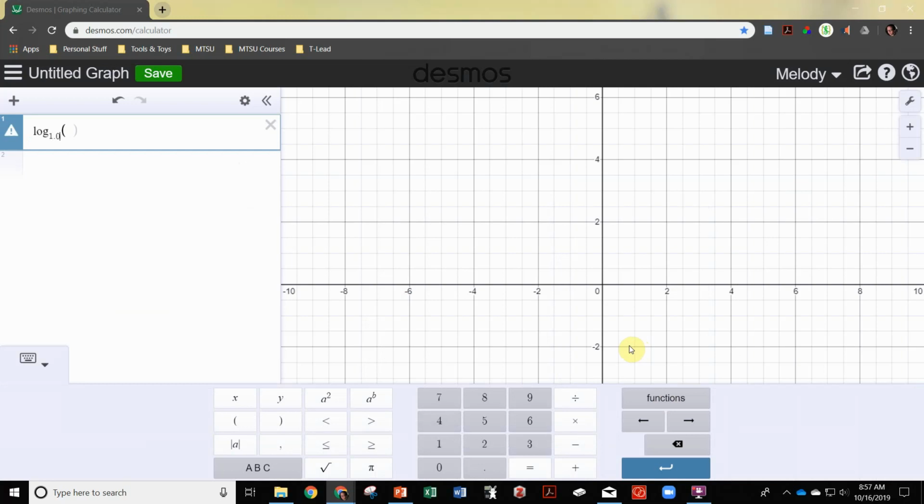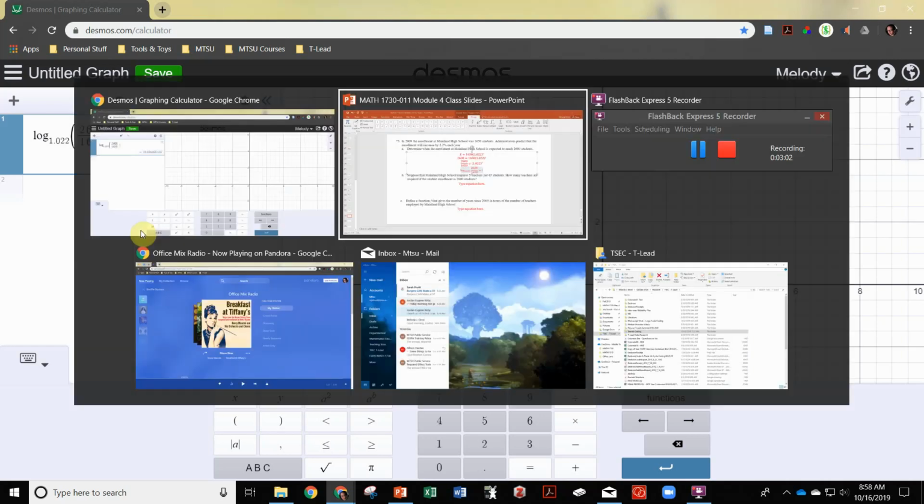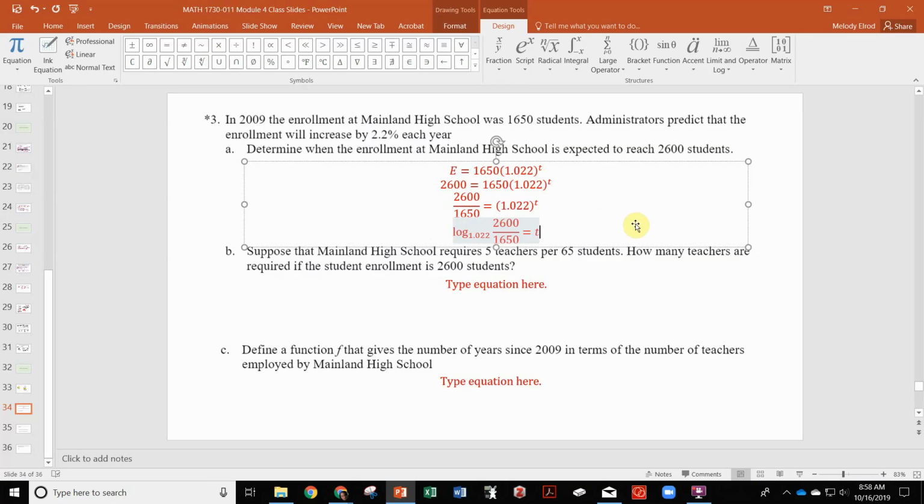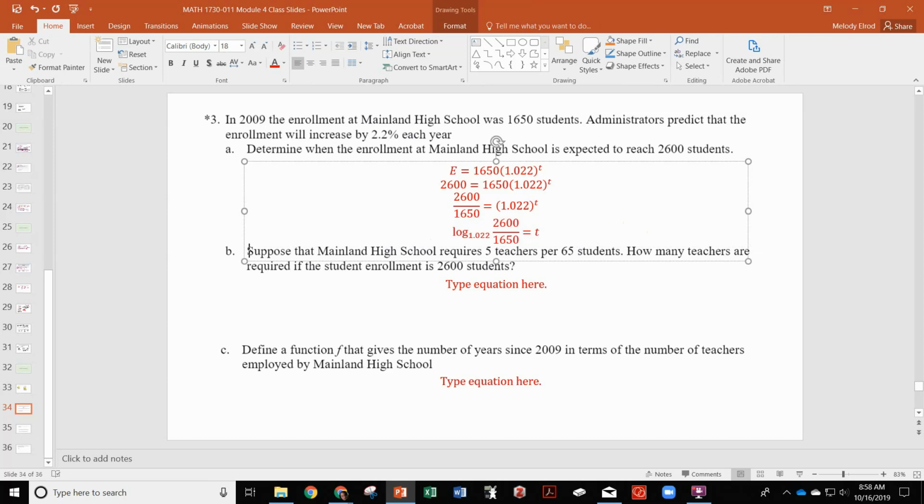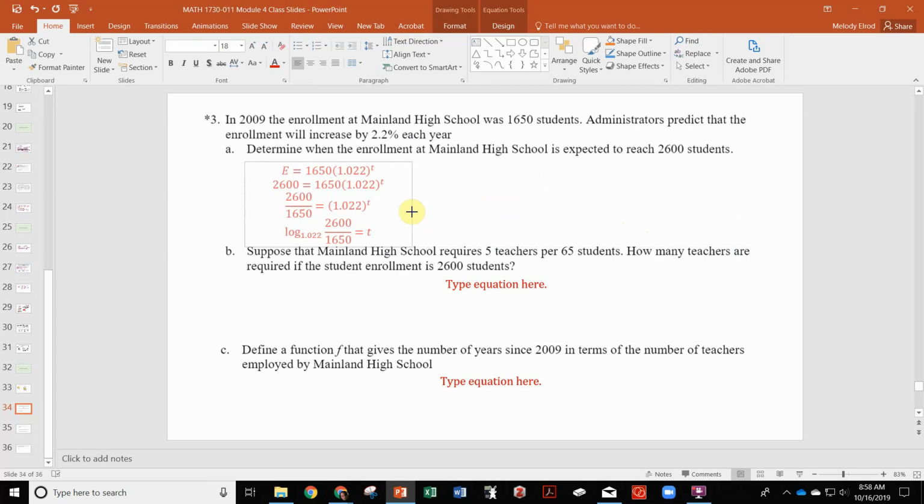So I can go log base 1.022 of 1650 over 2,600. No, other way around, isn't it? Is that right? Yeah. So we've got that, and so that's about 20 years, maybe closer to 21 years. So this is between 20 and 21 years away. Let's kill this off here. Let's go this way.